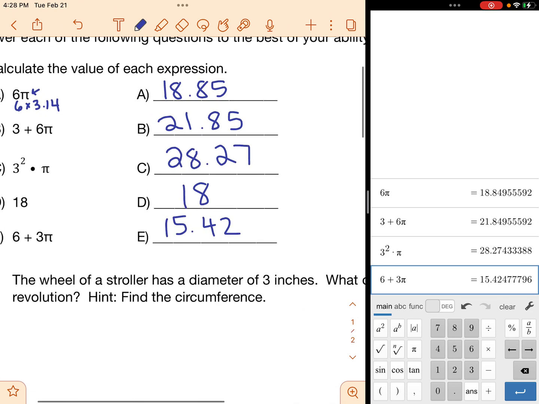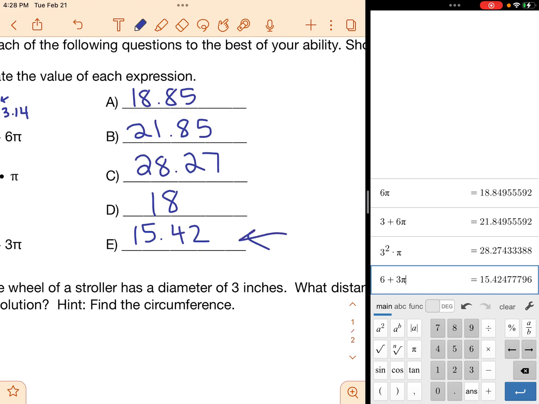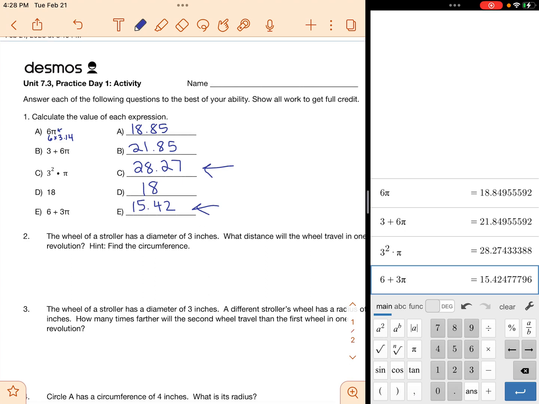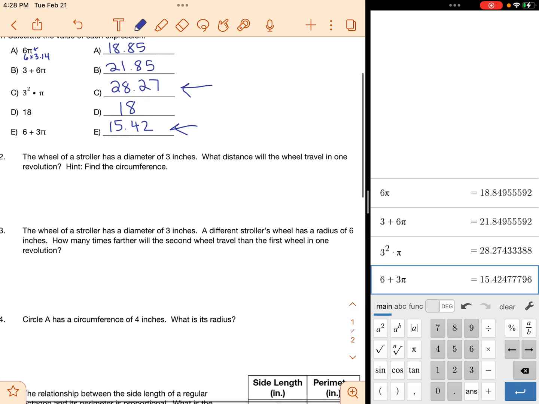And then on the test, you'll have to put these in order from smallest to biggest. So just keep that in mind. This one would be our smallest, this one would be our biggest, and then figure out all the ones in between. Perfect.